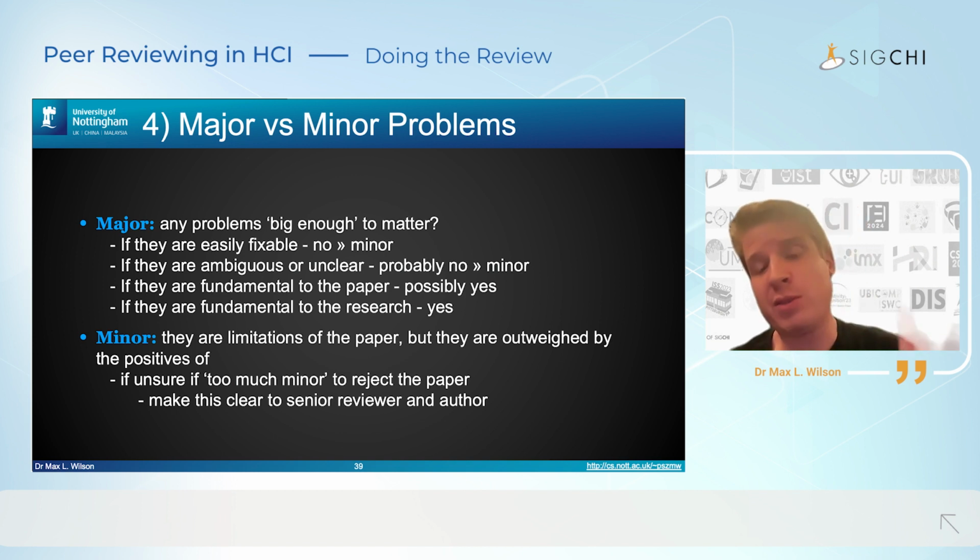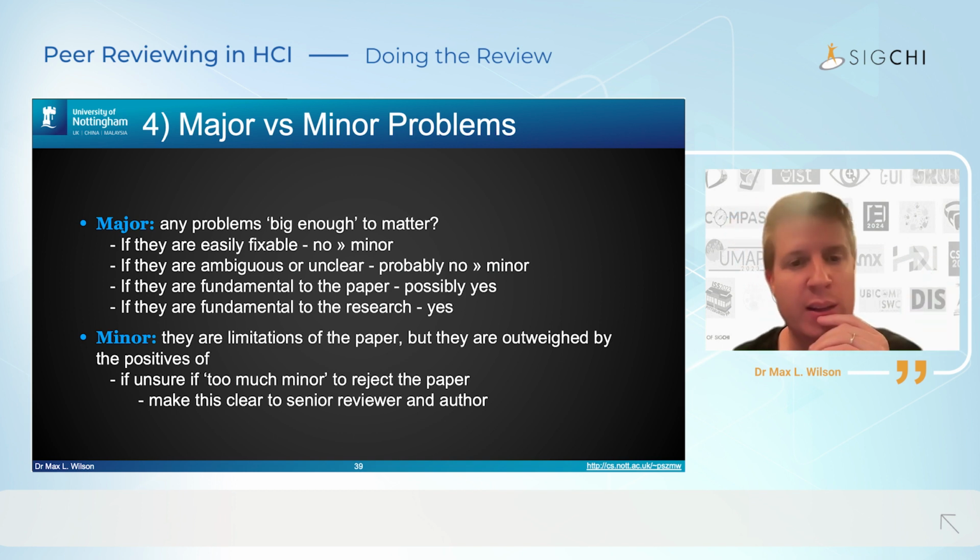If it's fundamental to the research they did, like they made a mistake in the research process, or at least in how they defined it, then that's almost definitely a major revision or a reason to reject the paper. Things that are minor are kind of just limitations to the paper that are ultimately outweighed by the positives. But sometimes you do get to a point where you're like, there's quite a lot of minor issues, and I think it needs to be reviewed again after those minor changes.